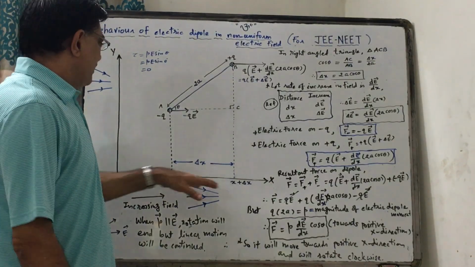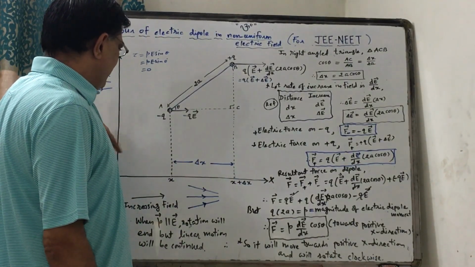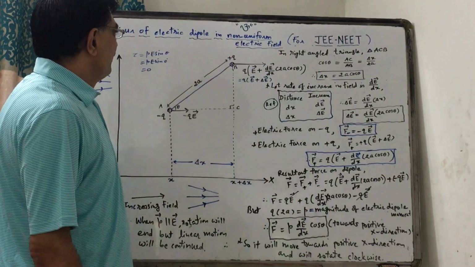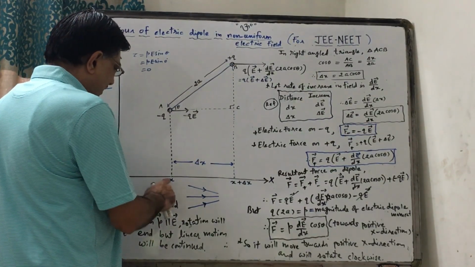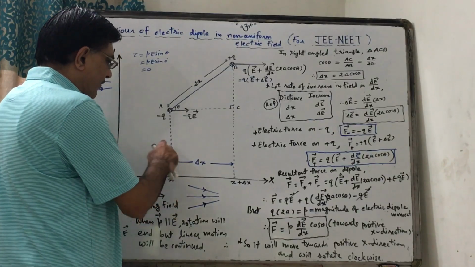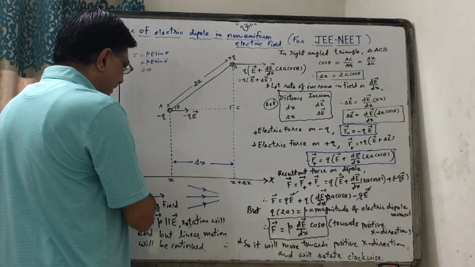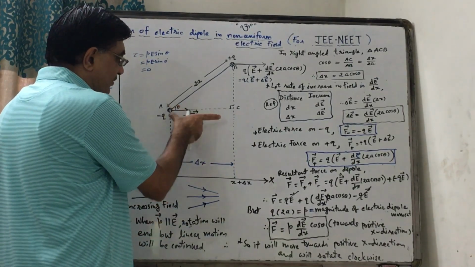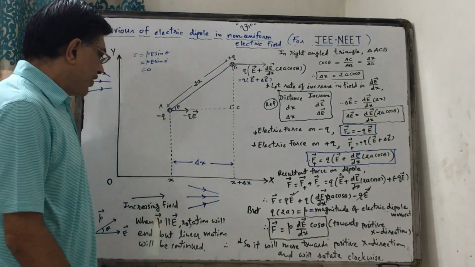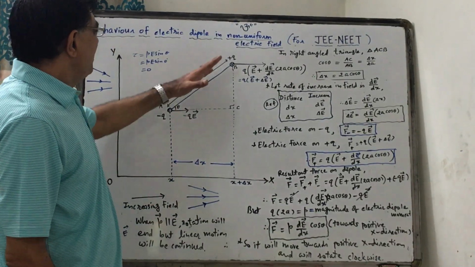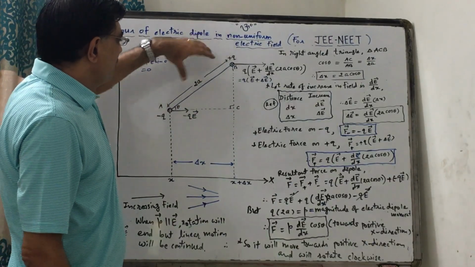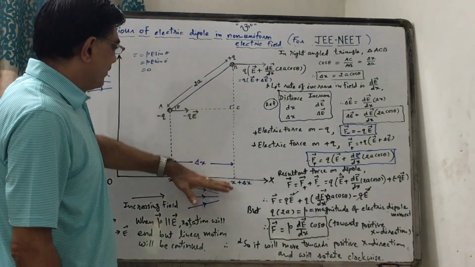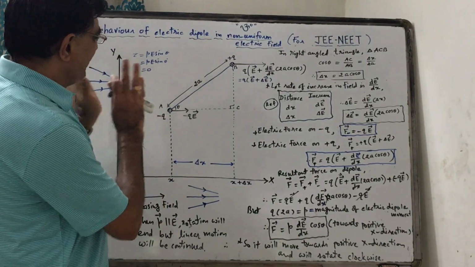So on the XOY plane, let us put an electric dipole, minus Q and plus Q. Minus Q is placed at distance x from O, that is, the perpendicular distance, and plus Q is placed at distance x plus delta x. So the perpendicular distance between minus Q and plus Q is delta x. Now this is the electric dipole, and the distance between these two charges is 2a. It is making angle theta with the x-axis. This is the figure.